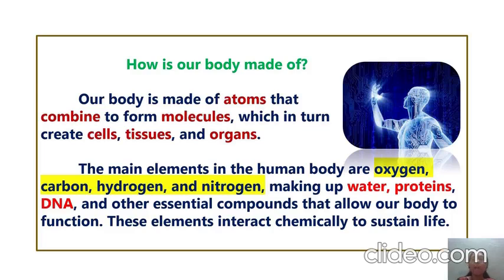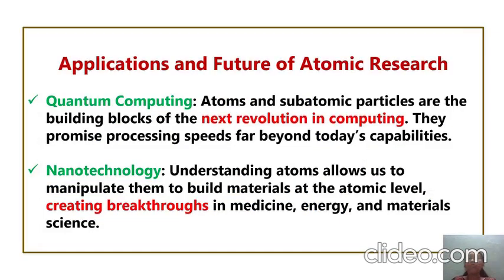Atoms combine to form molecules, which in turn create cells, tissues, and organs. The main elements inside the human body are oxygen, carbon, nitrogen, and hydrogen. They make up water, proteins, DNA, and other essential compounds that allow our body to function properly. Now, these are some of the applications and future scope of atomic research. The first is quantum computing. Undoubtedly, it is going to be the next revolution in computing. Next, nanotechnology is going to create breakthroughs in medicine, energy, and material sciences.